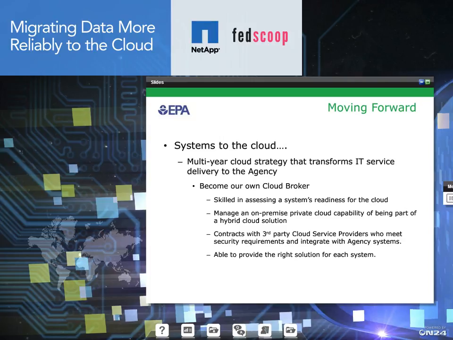So system owners will come to us and we'll assess their systems to determine their readiness for the cloud and determine whether or not they're better to be on an on-premise private cloud capability that we would be managing, whether it should be in a third-party cloud service provider on contracts we manage, or some hybrid between the two of those. And the idea is that we would be able to broker that for them, having expertise about what is right for each system and making sure we get the right solution for each of those systems.